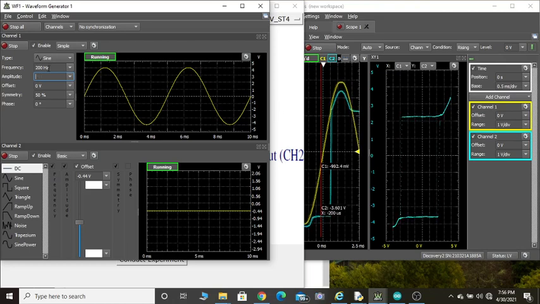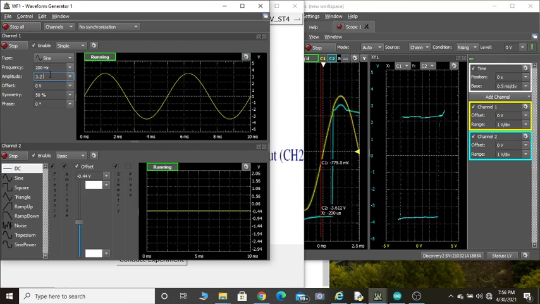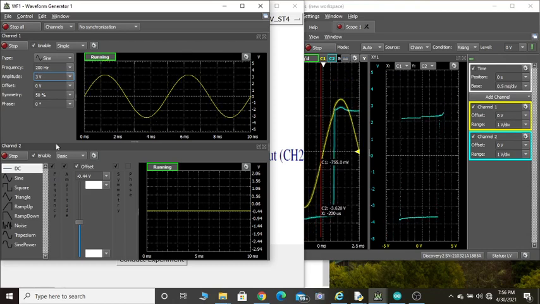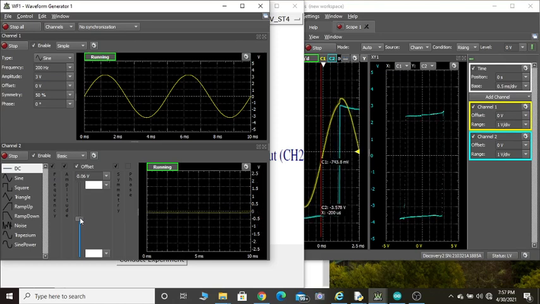So let me make it 3.2. This is also exceeding. Let me make it 3, that is fine. Let me make this 3, and let me make this reference voltage negative. If I make it negative, this will work out. So this way we can get whatever threshold voltage you want.